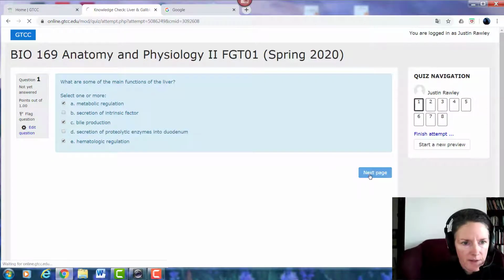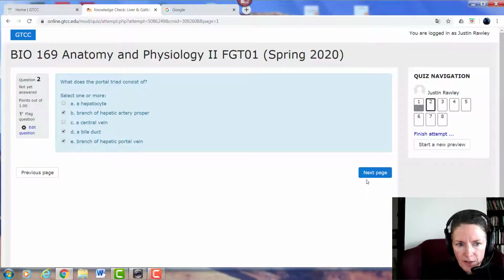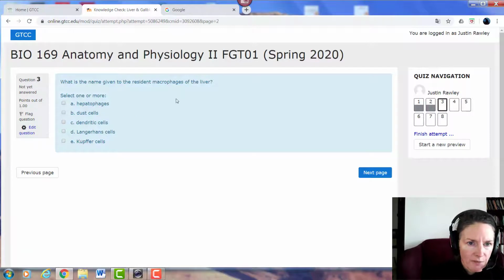All right. What does the portal triad consist of? A branch of the hepatic artery proper, a bile duct, and a branch of the hepatic portal vein. If we remember, the central vein's in the middle of the lobule, and the hepatocytes are the cells making up the lobule that surround the sinusoids. So these are what we find in the portal triads: a branch of the hepatic artery proper, a bile duct, and a branch of the hepatic vein. All right, what is the name given to the resident macrophages of the liver? The Kupffer cells.